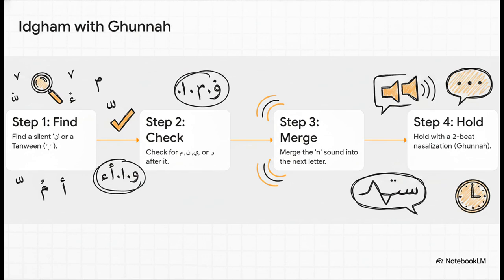And it's basically a simple check. First, you spot a silent noon or a tanween. Second, you check if the very next letter is one of these four. If it is, boom, you merge them together with a nice two-beat nasal hum.